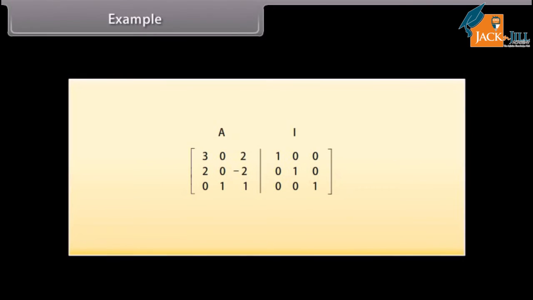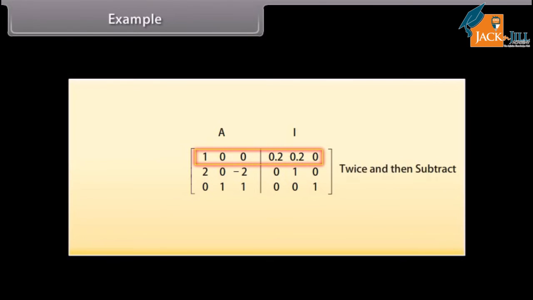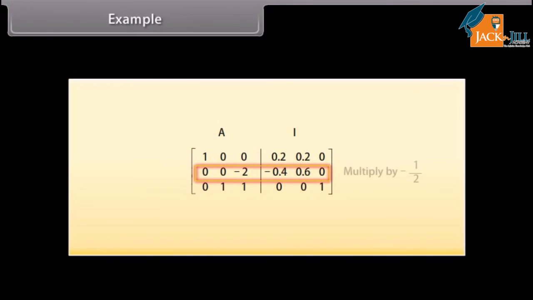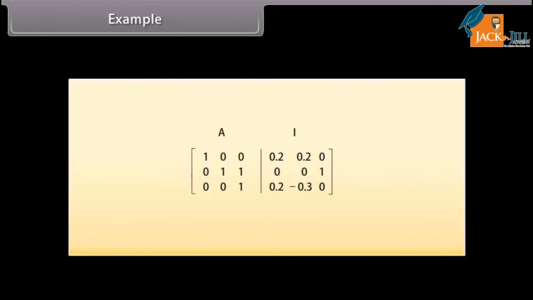In this example, our first step is to add row 2 to row 1. Then divide row 1 by 5. Then take 2 times the first row and subtract it from the second row. Multiply second row by minus 1 by 2. Now swap the second and third row. Last, subtract the third row from the second row. And we are done.